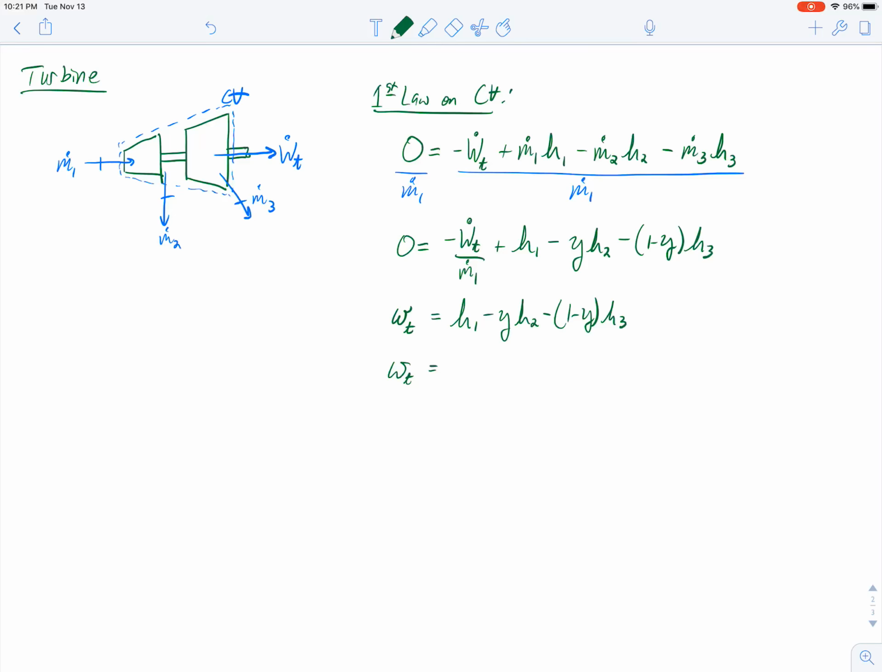Okay, let's gather terms. h1 minus h2 plus (1 minus y) times (h2 minus h3). I got that just by expanding terms and then collapsing them again. Okay, so this represents now the specific amount of work done by my turbine. Again, specific work based upon the total mass flow rate, m1. Let's go ahead and look at the other components as well.